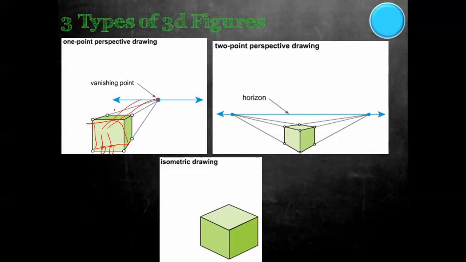A 2-point perspective is when we're looking at the edge of a figure, okay? If you look at the edge of a figure rather than the front, then you're going to see lines that go in two directions, okay? So this would be a 2-point perspective, and this one we have two vanishing points, and this one we just have one vanishing point, okay?